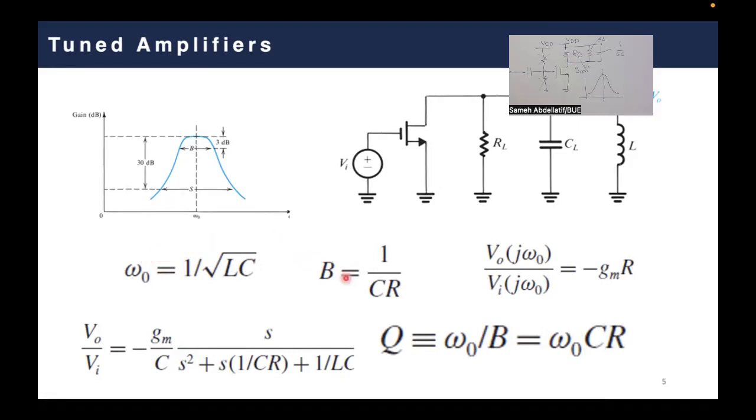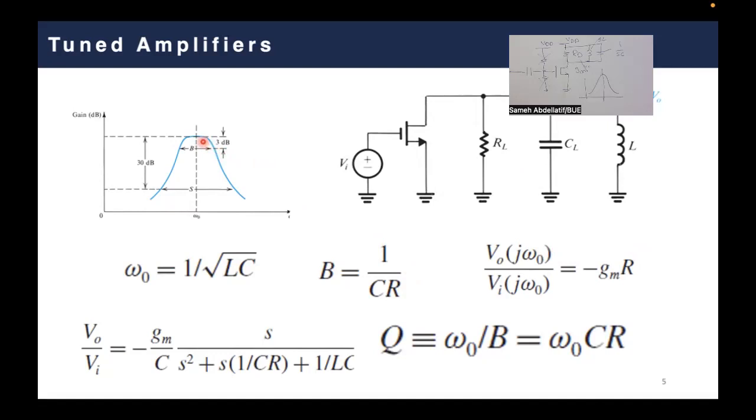The second is what we can call the bandwidth of your circuit, or sorry, of your filter, which is simply defined here by 1 over CR. And as I just mentioned, at resonance, you don't have a capacitance and inductance effect. So simply the gain will become gm R. This is the gain you are going to face at the point of resonance.